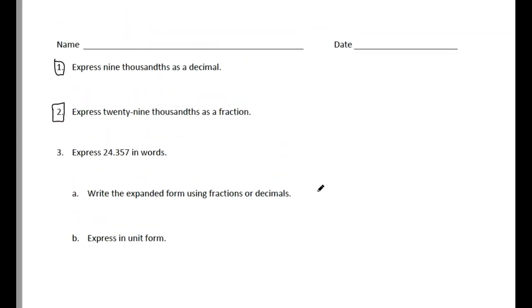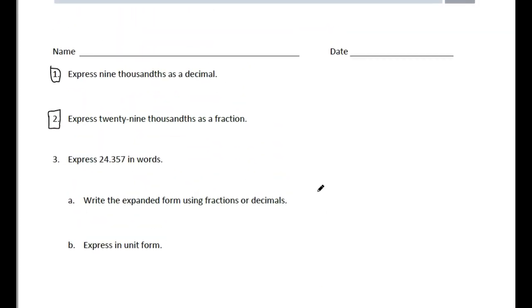So, what I would like for you to do for tonight's homework is this one right up here. This one says express 9 thousandths as a decimal. So you're going to make 9 thousandths as a decimal number. But the next one that I'm asking you to do is to actually make a number as a fraction this time. And this one is going to be 29 thousandths, and it's going to be in fraction form.